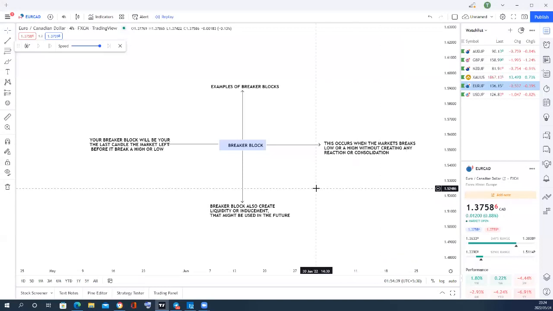Okay, beautiful people. Welcome to today's session. On today's session, we're mainly focusing on the theory of breaker blocks.